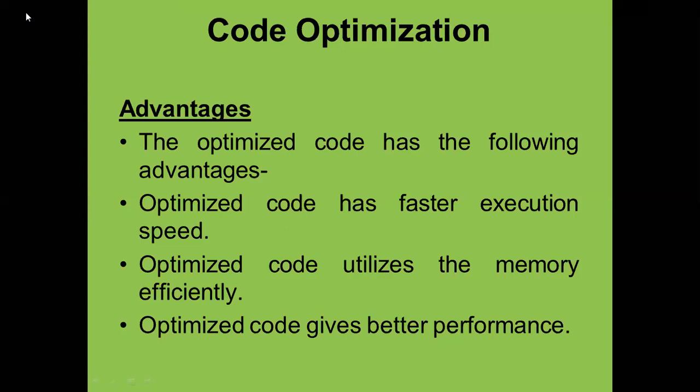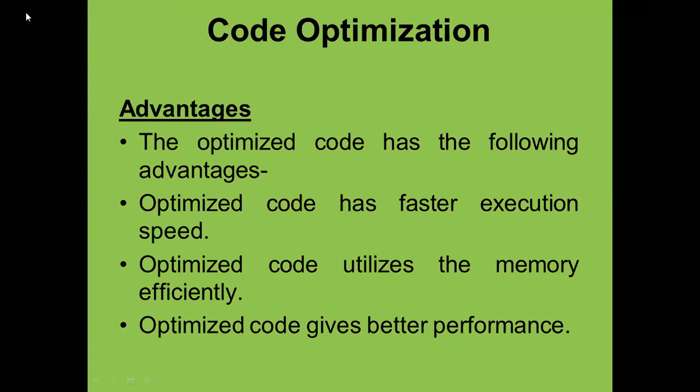So what are the advantages? Optimized code has the following advantages. Now you can see optimized code has faster execution speed, because here we are reducing the redundancy from the program. We are removing common sub expressions, eliminating dead code, and applying constant folding. Such types of techniques we are applying. So as a result, the speed is enhanced. So optimized code has faster execution speed.